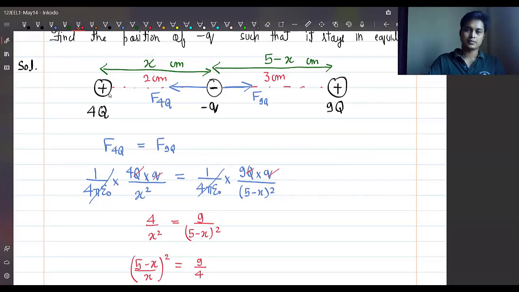It is farther away from the bigger charge because force is proportional to the amount of charge and inversely proportional to the distance. So बड़े वाले चार्ज से ज़्यादा दूर रखना पड़ेगा इसे.